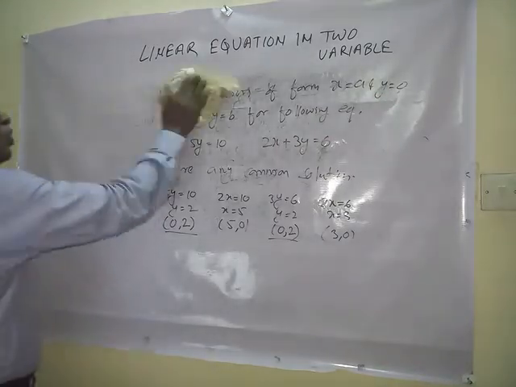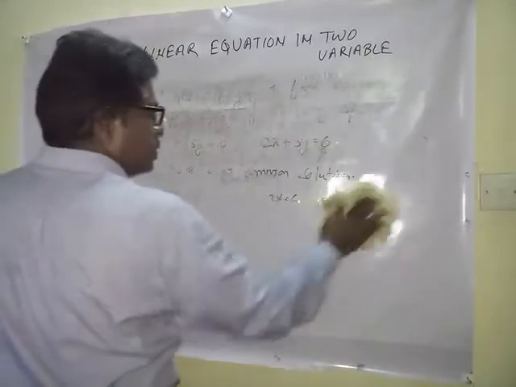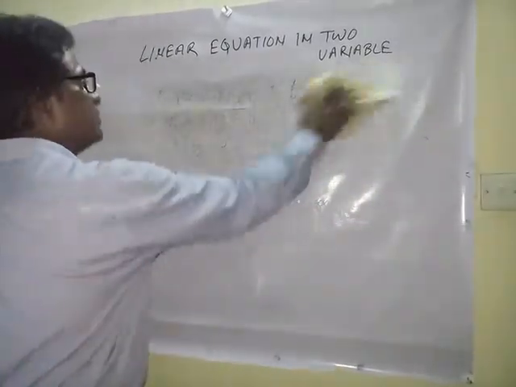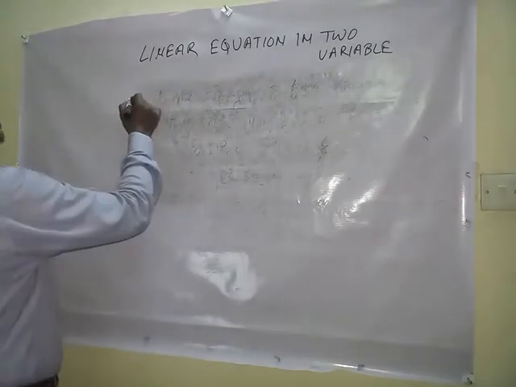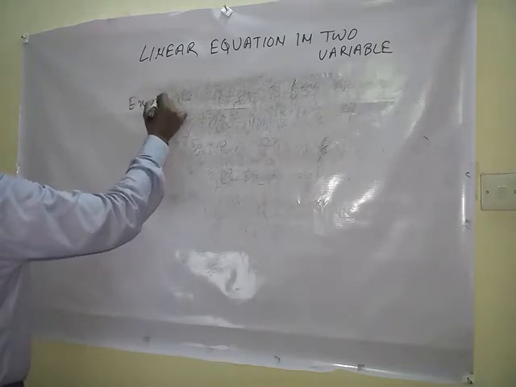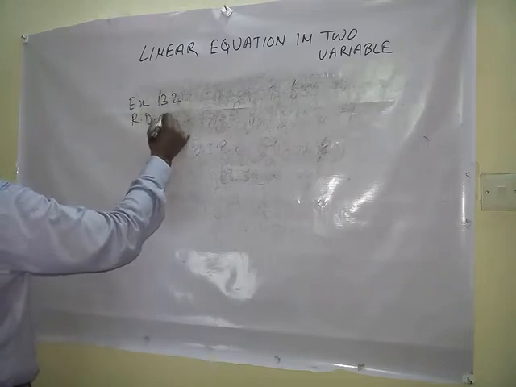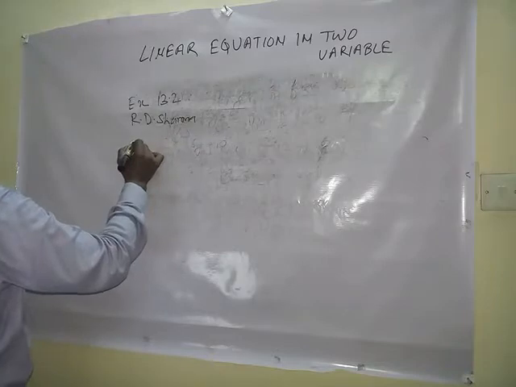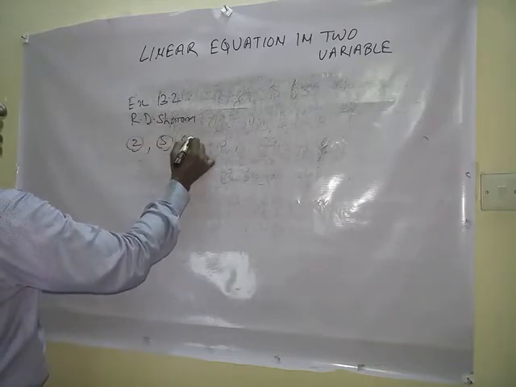Now that is all about the solution to the linear equation with two variables. It is very simple. Here I will give the exercise 13.2 R.D. Sharma. You have to solve question number 2, 5 and 7.